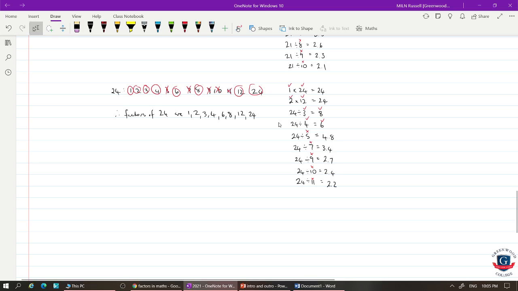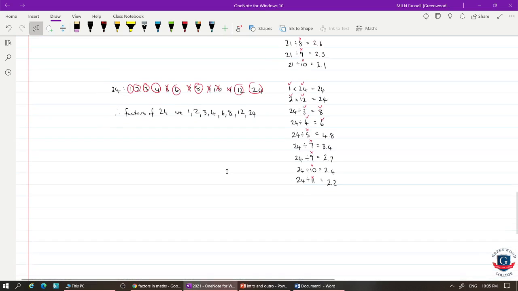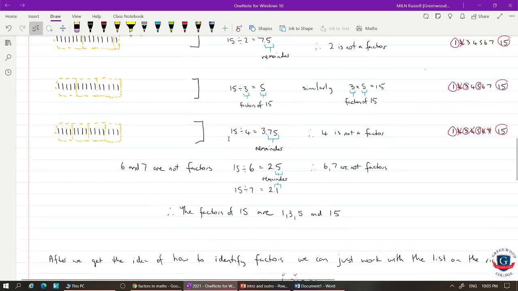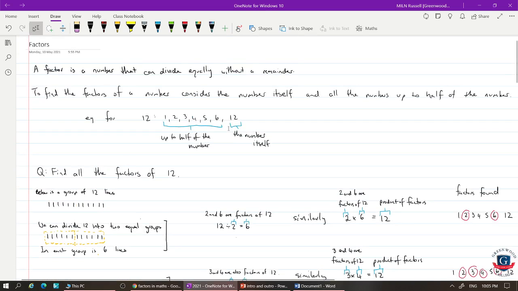Now that we've identified all our factors, we can write them out. The factors of 24: 1, 2, 3, 4, 6, 8, 12 and 24. All these numbers listed here. Now if you can do this step on your calculator and identify your list correctly and then write out what the factors are, you can do these sums really well. And that's all I really have to go through.